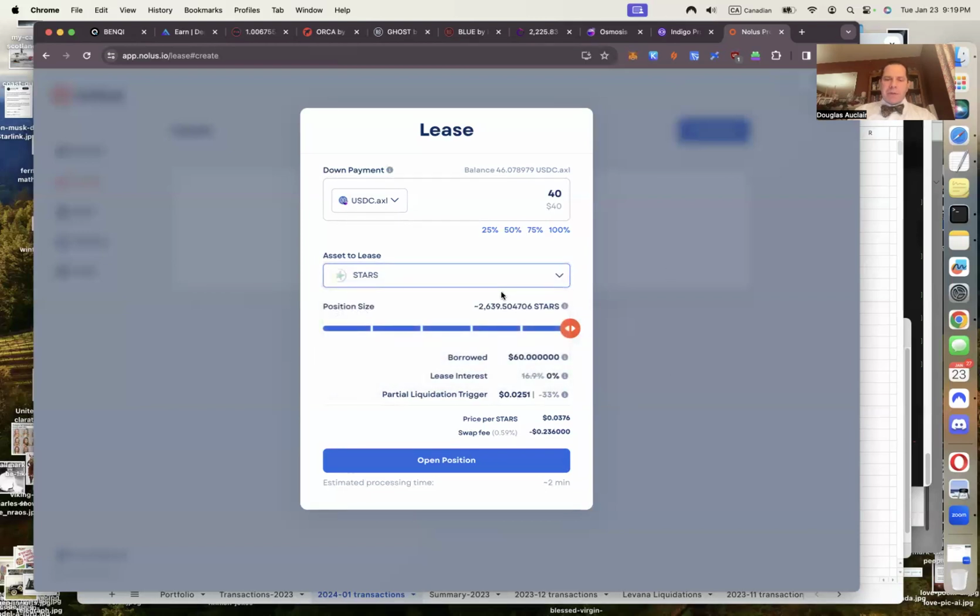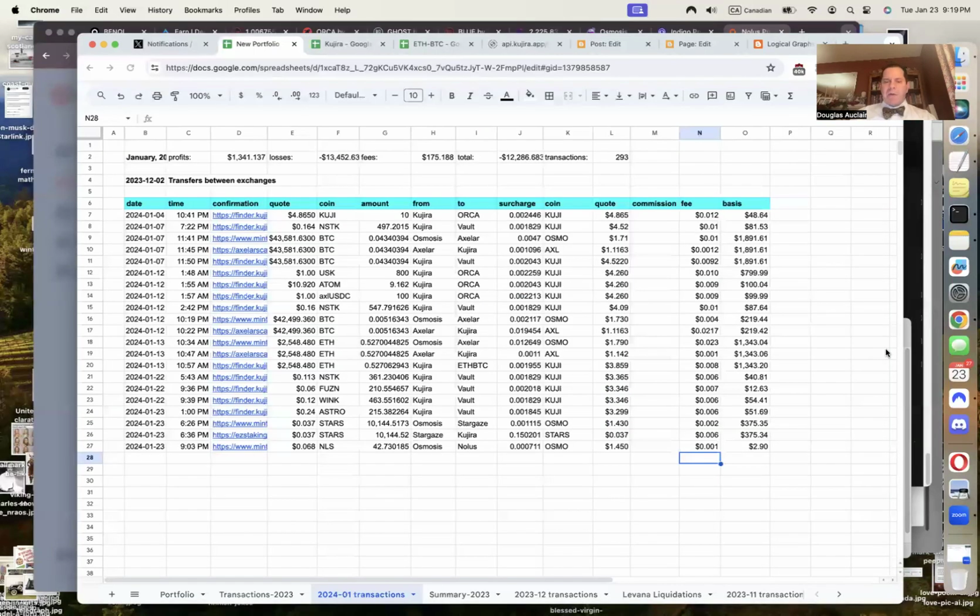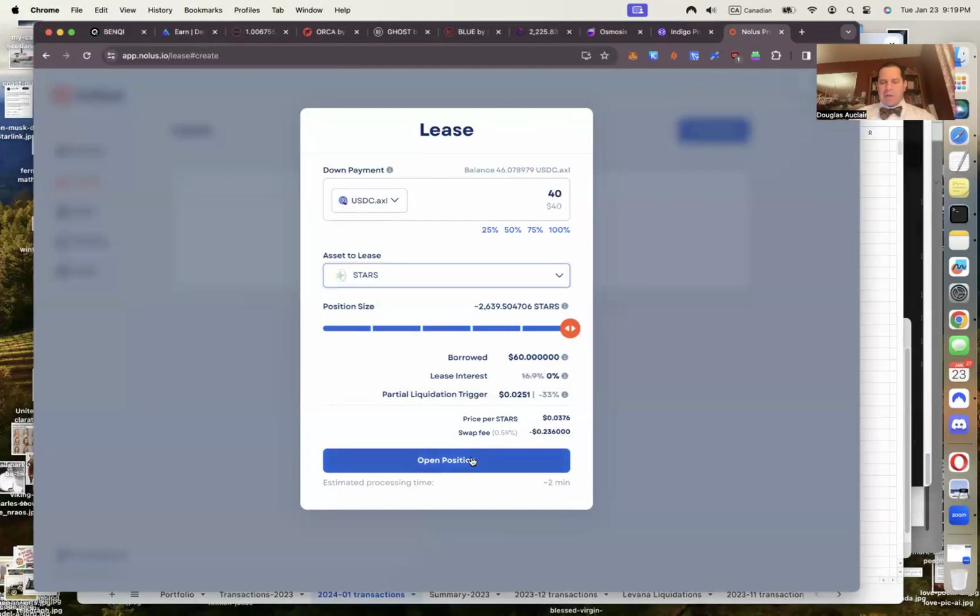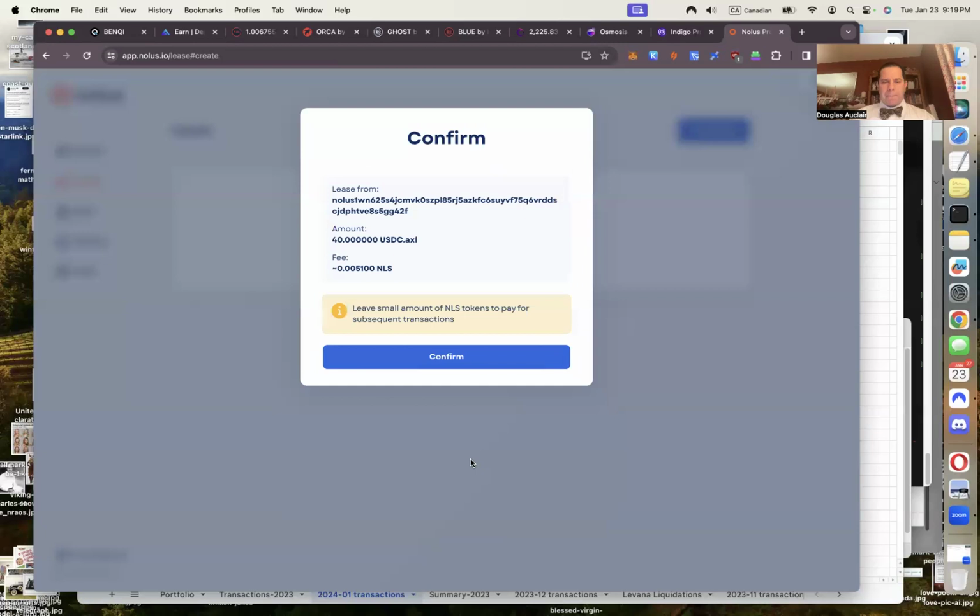Okay, so going with Stars, going to lease $40 Axel USDC, and I'm getting a position size of 2639. So let's just record that position of how it's going to be. Well, let's open the position first. Leave it small enough. So I have 64 Nolus tokens, and it's only going to cost me 0.005 Nolus tokens. And this is just a warning so that you don't use all your Nolus tokens and wonder what happened to you.